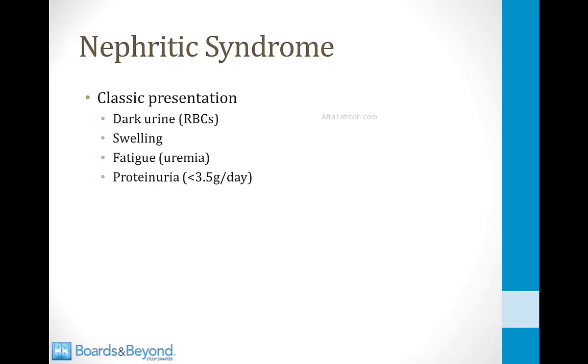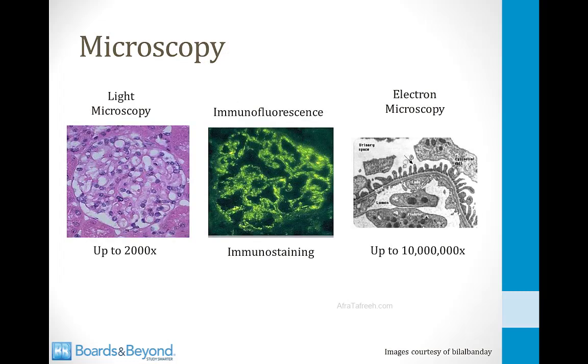So the classic presentation of a patient with nephritic syndrome is for a patient to complain of dark urine from all those red cells. They'll complain of swelling and edema. They will often have fatigue as a symptom of the uremia, and then they'll have proteinuria, but it's less than 3.5 grams per day. The last thing I'm going to discuss in this module are different techniques of microscopy.